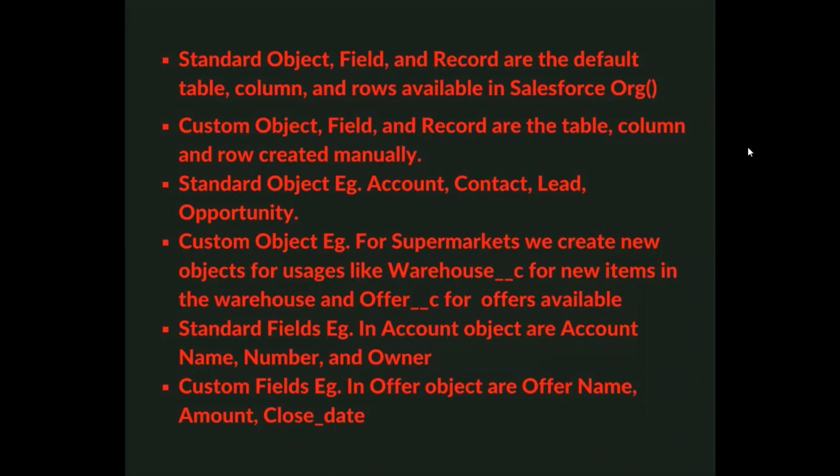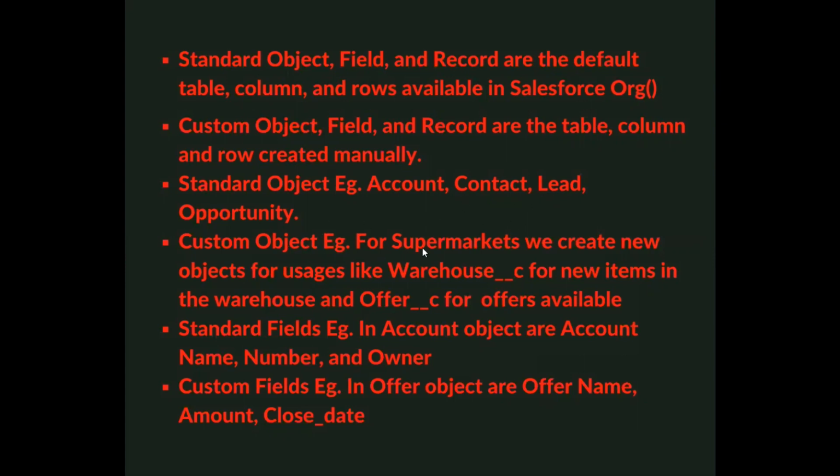So what are the standard objects? Standard objects are nothing but the tables which are provided by Salesforce when you create your developer org. These are the default and predefined tables provided by Salesforce. And custom objects are nothing but the tables which we as a user create based on our requirements. So that's the difference between standard object and custom object. A few standard objects provided by Salesforce are account, contact, lead, opportunity, and campaigns.